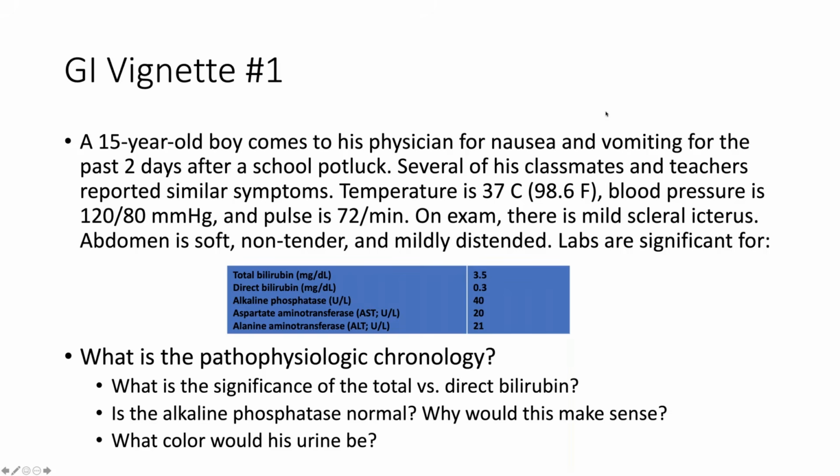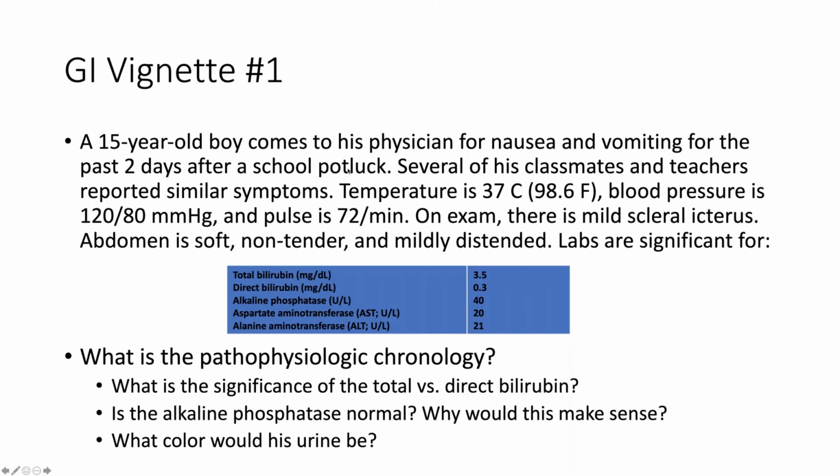Cool. I want to do something a little different for this one. Instead of telling you my pathophysiological chronology, I'm basically going to read this question as if I was reading it for real, just to give you a sense of what the sentence by sentence analysis would look like. We've got a 15-year-old boy who comes to his physician for nausea and vomiting for the past 2 days after a school potluck.